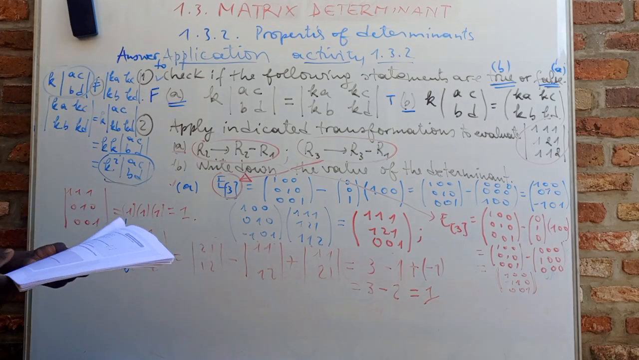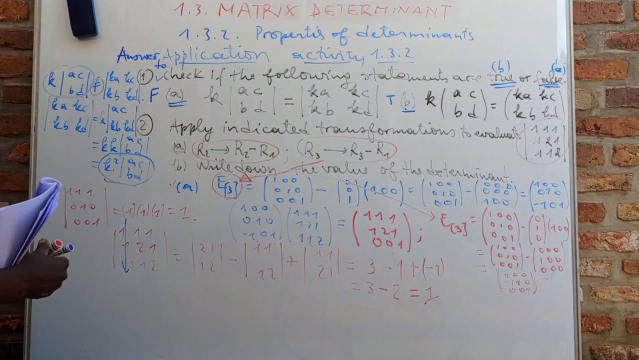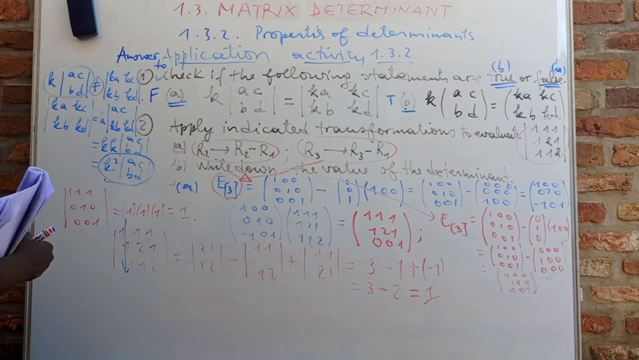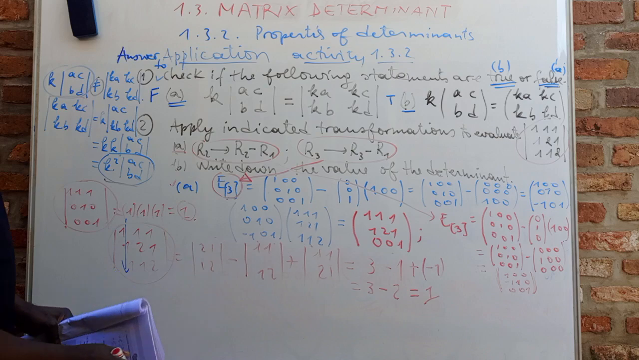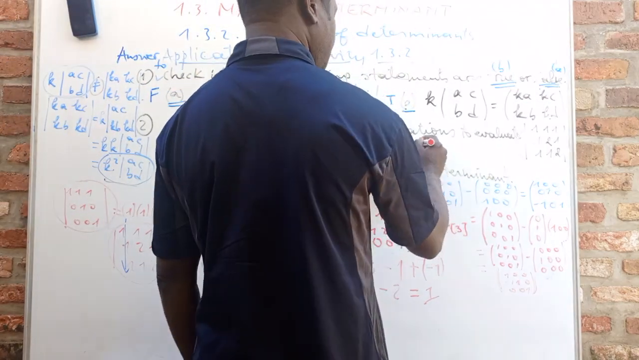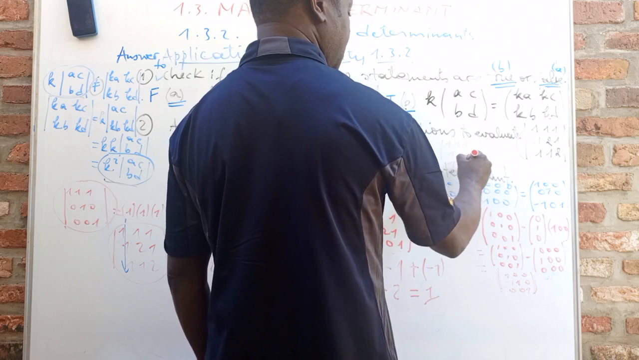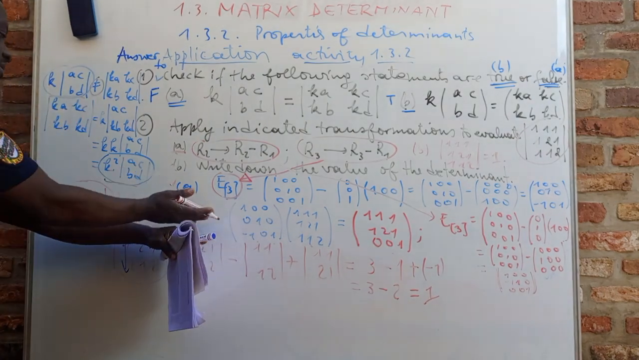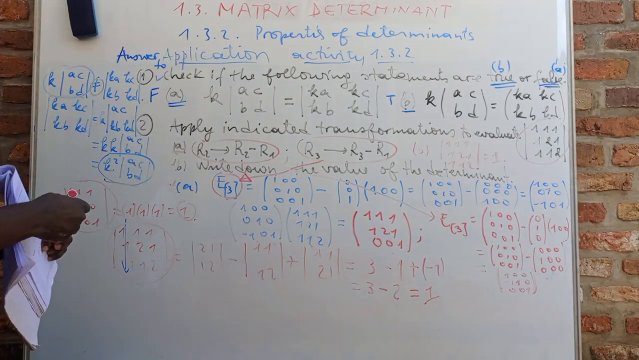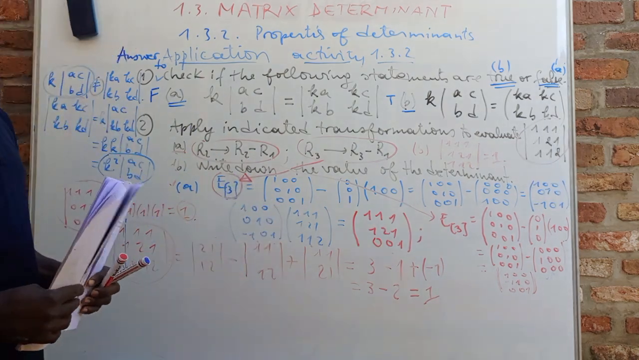Okay, now we have come to the end of this video, knowing that this determinant, which is equal to 1, is equal to the determinant of what we are asked. So for B, the determinant of 1 1 1, 1 2 1, 1 1 2 must be equal to 1 according to these transformations. Okay, I think we have come to the end of this video.